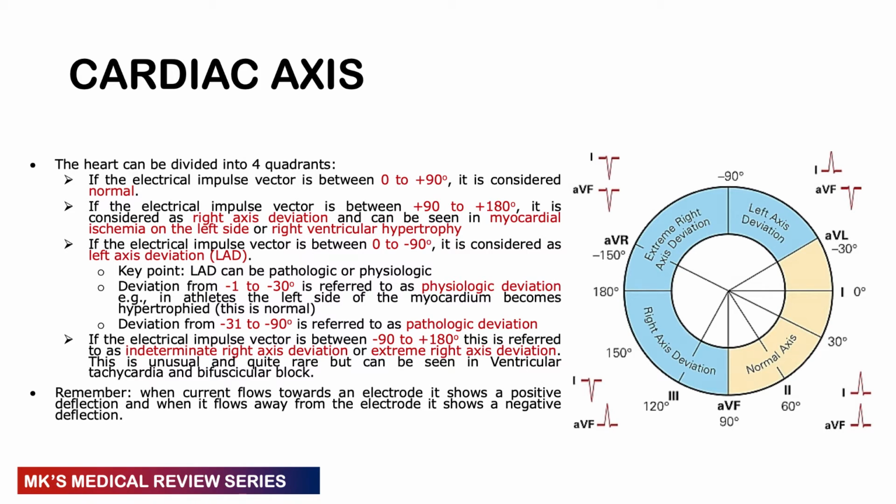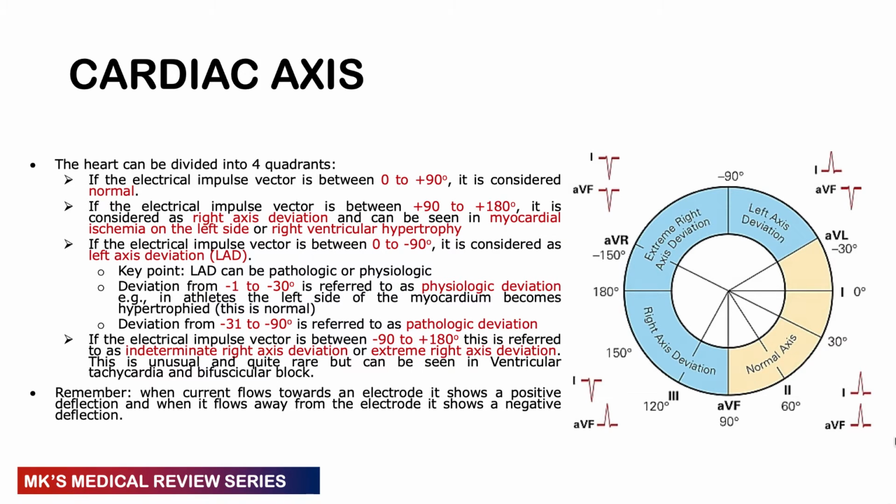So what's our normal cardiac axis? If we divide the heart into 4 quadrants, we have this line here and this line here, dividing the heart into 4 quadrants. So you have from 0 degrees to about minus 90 degrees, you have from minus 90 to 180, then you have from 90 to 180, and you have from 0 to 90. So you have the positive numbers and you have the negative numbers. So if your electrical impulse is falling between 0 to 90, we would say that that is the normal axis, because that impulse is flowing towards this direction. So that's the normal cardiac axis.